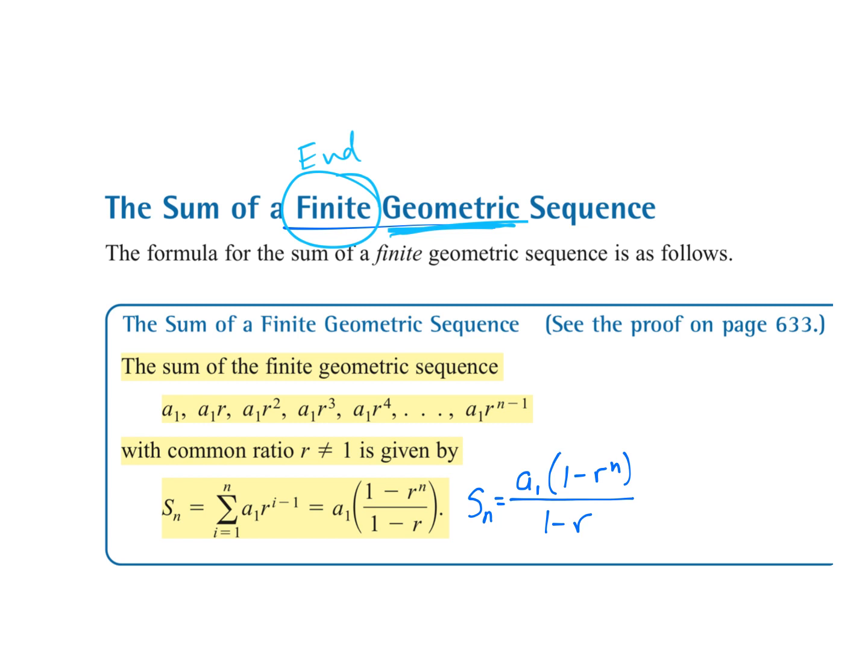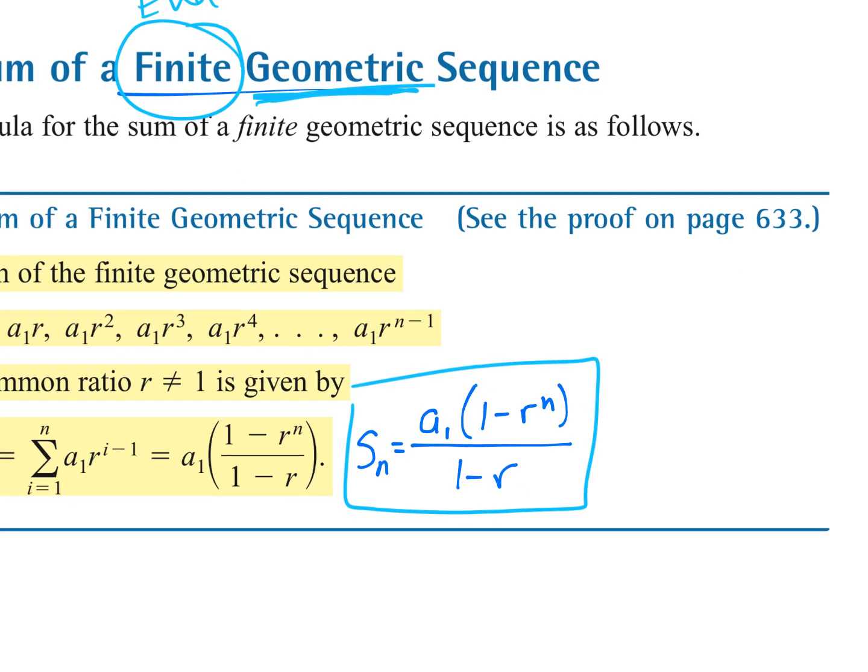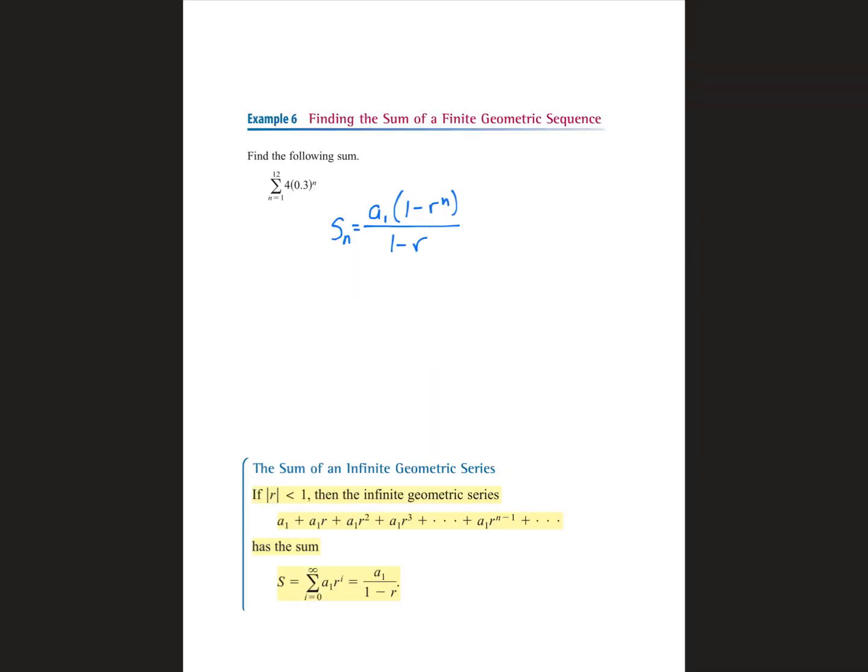So our formula for the sum of a finite geometric series is this. Where what do you think a sub 1 is? The first term. What's r? The ratio. N? The number of terms. And that's it. So we just need to know the first term, the ratio, and the number of terms, and then plug everything in. All right, so let's look at example 6.